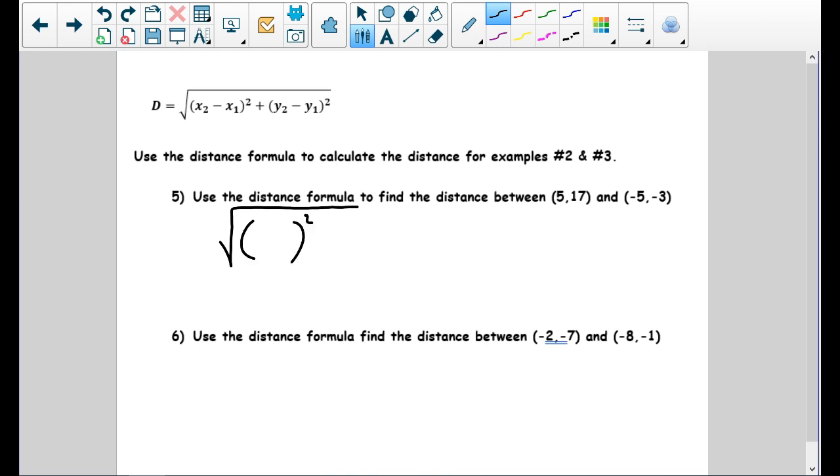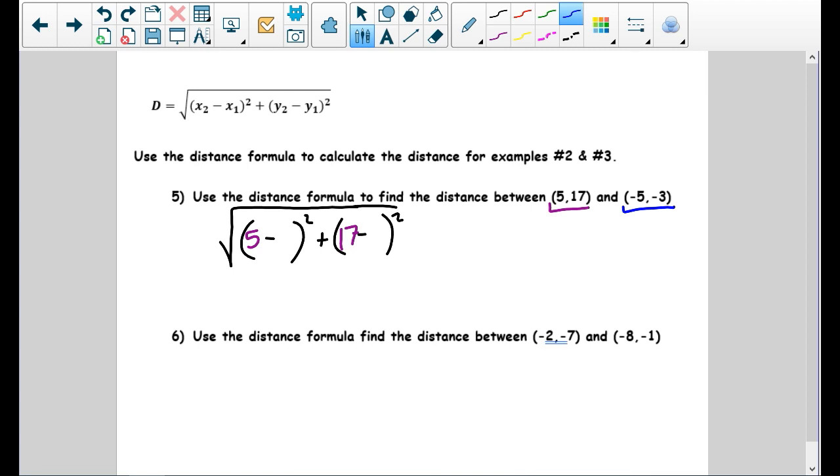So I have my parentheses squared, and it's subtraction. Okay? So again, I'm going to take this first number here, plug it into the front. Okay, my first point. So 5, 17. I'm going to take my second point, second coordinate, plug it into the back. Now, here's where I like you to write it out first, okay?